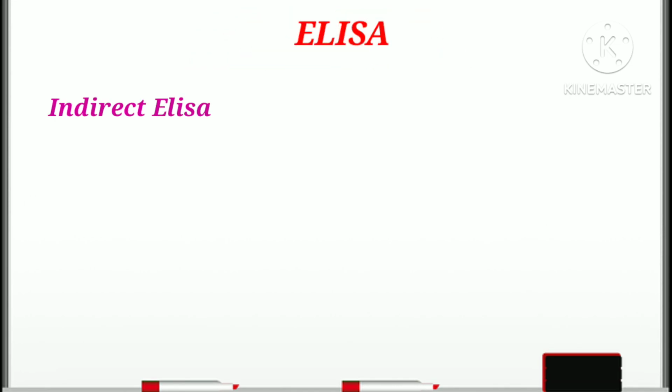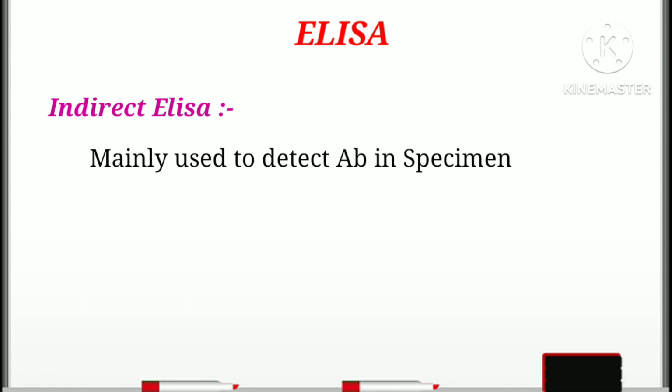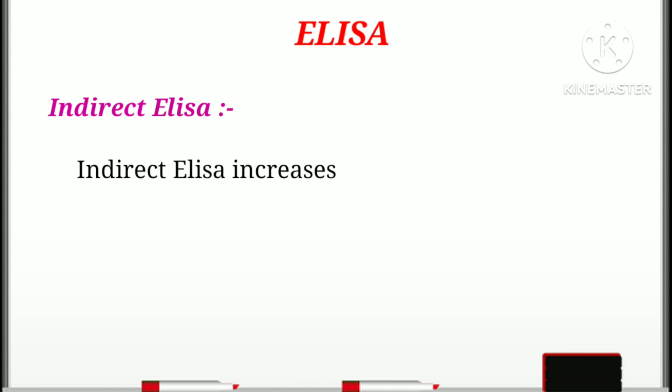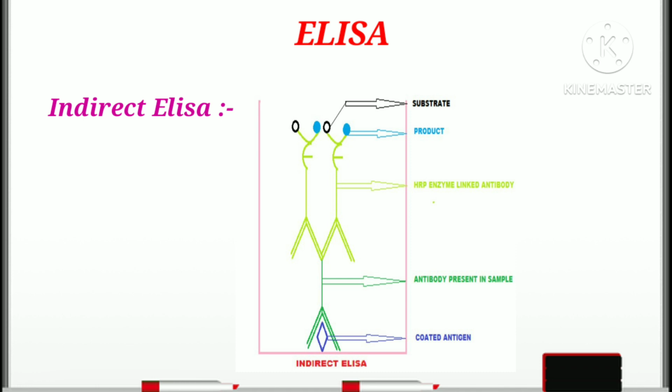Coming to the next point, indirect ELISA. This technique is used to detect antibody in the sample. Sensitivity is increased in indirect ELISA because antigen is coated in the microtiter wells. Then we add the patient sample containing the antibody of interest. Then we add enzyme conjugate. So the antibody of interest is trapped between the captured antigen and the enzyme conjugate. That is why it increases the sensitivity of the test.